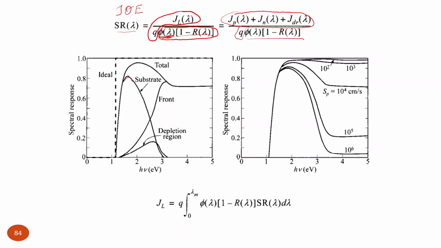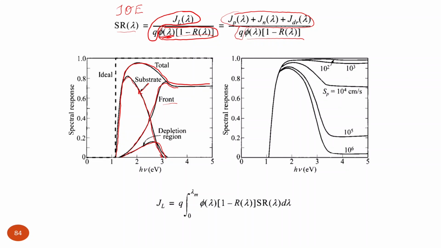First of all, we have the contribution of diffusion current from the substrate, it's minority electrons from p-type. Then the contribution from the front region, it's minority holes in n-type, and this is our depletion region contribution, drift current. So total spectral response looks like this.